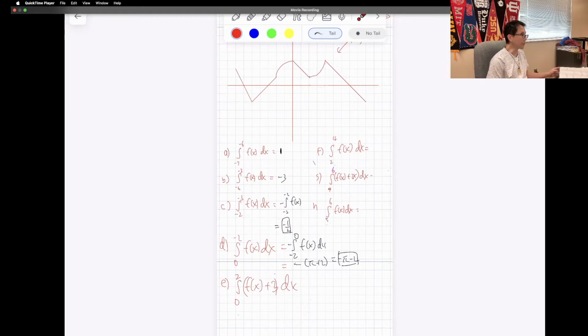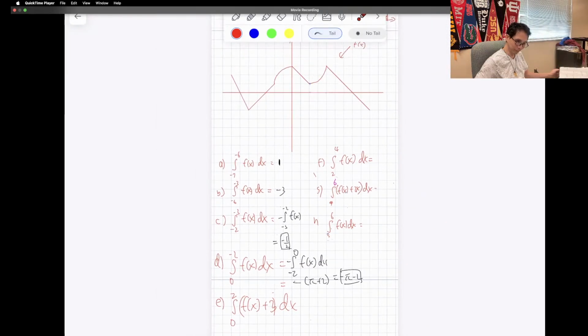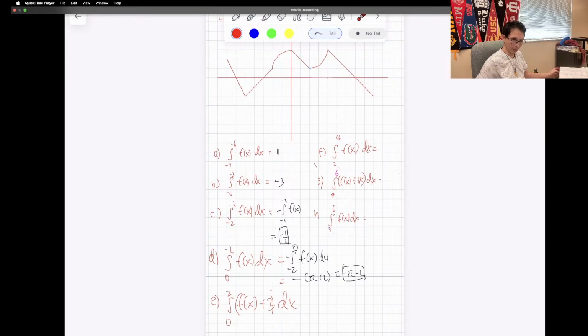All right, next one is a kind of challenging one. First period, I think 3 people got it right. Second period, 3 people got it right. Third period, 1 person got it right. Fourth period, maybe 2 people got it right. Let's see how many people got it right. So E is the integral from 0 to 2 of f of x plus 3 dx. So see how well you guys do.